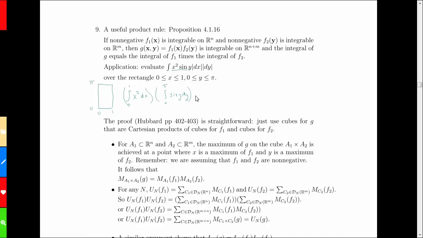This is so obviously the way to evaluate the integral that it's a bit of a surprise that we can actually prove it. But first, let's do the calculation. You all know how to do integrals in one dimension. We take the antiderivative of x squared, evaluate it between the limits 0 and 1. We take the antiderivative of sine y, which is minus cosine y, evaluate that between the limits of 0 and pi.